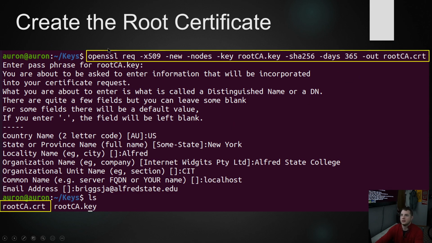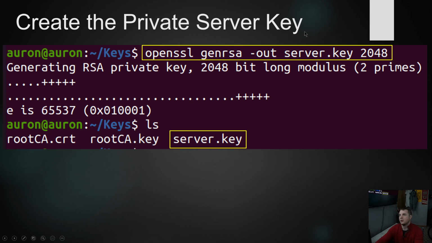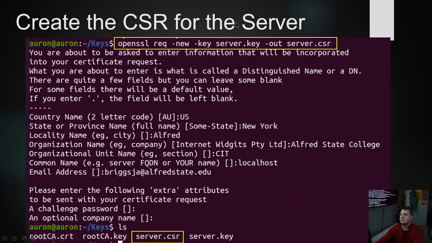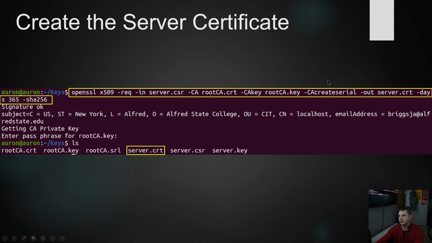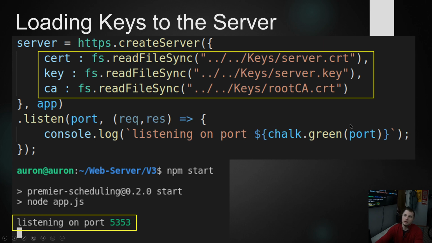Okay. Root certificate. OpenSSL. Server out key. Okay. Server key, server out. So this is creating your CSR. Okay. And then create the server certificate. And then we're going to load in those keys.